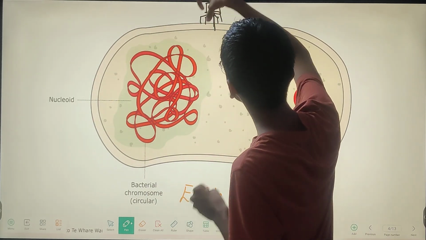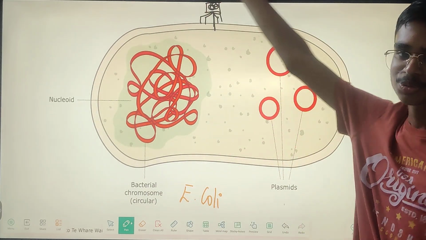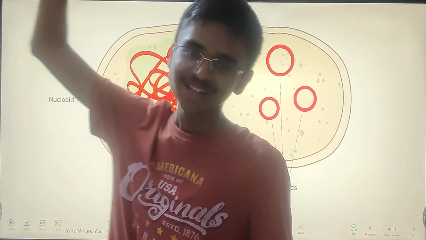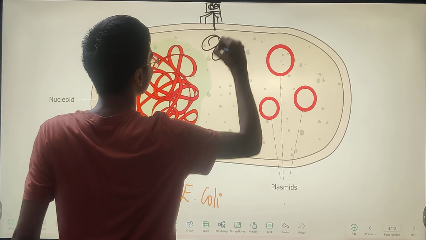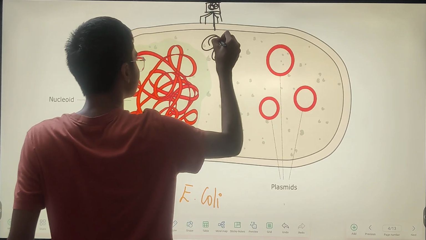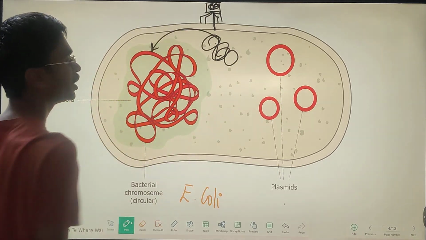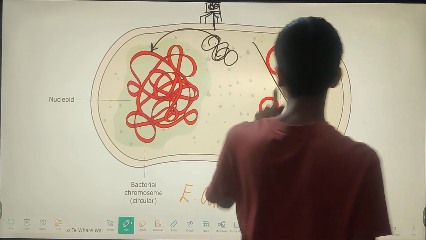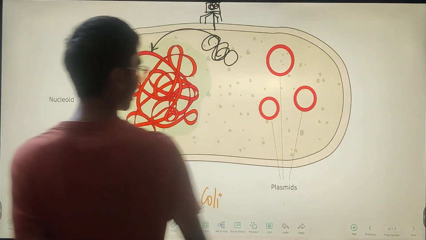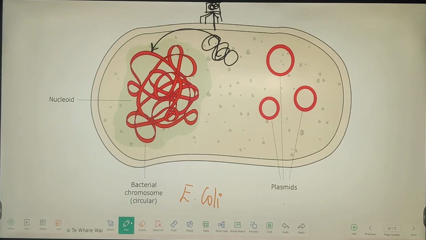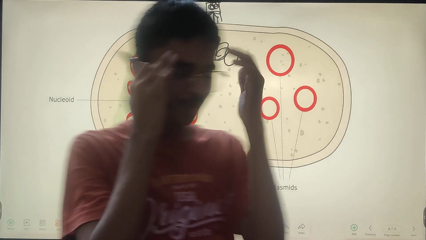Actually this will not be this small, it will be bigger, but there is no space, and I'm not a very good drawer. So it will leave its genetic material over here, so that it can come in. Note, it will not go there. Let me check that I'm correct. Yes, what I've said is correct.